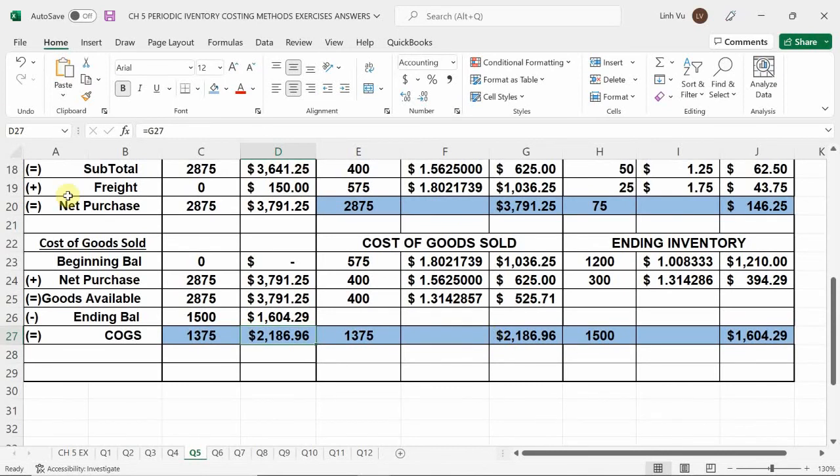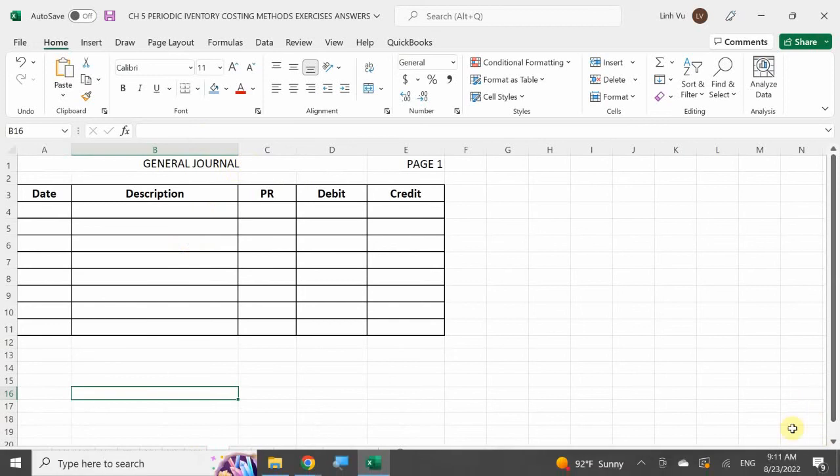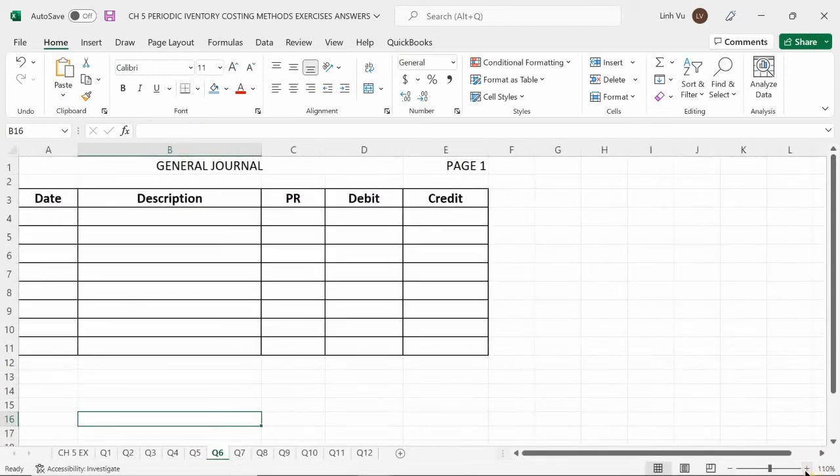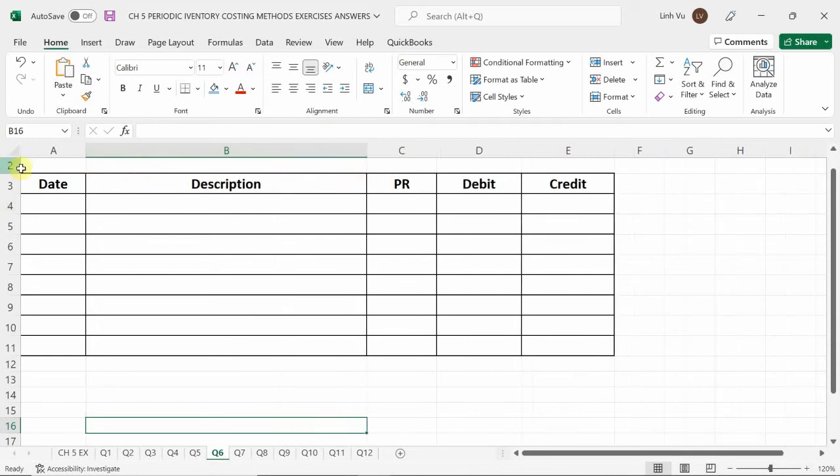Okay. So now question number 6 asks to journalize the conversion entry. So what am I going to need to include in my journal? Right? It is now August 31st. What do I need to recognize in my conversion entry?